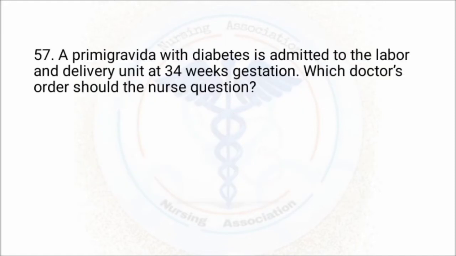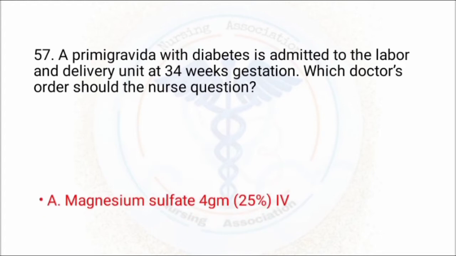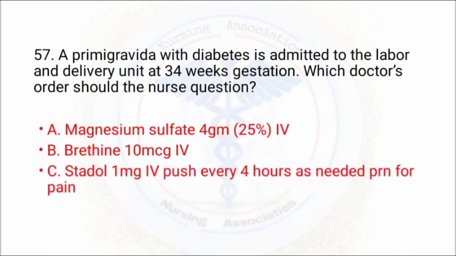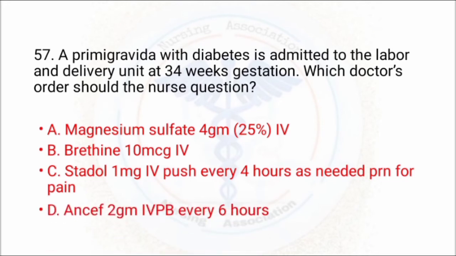Further moving to the 57th question, a gravida with diabetes is admitted to a labor and delivery unit at 34 weeks gestation. Which doctor's order should the nurse question? So let's see the options. Option A, magnesium sulfate 4 mg 25%. Option B, Brethine 10 mcg. Option C, Stadol 1 mg push every 4 hours as needed for pain. Option D, SF 2 mg every 6 hours.